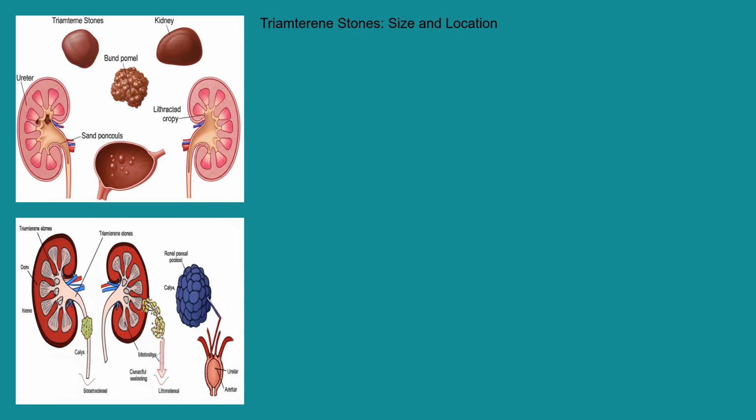While Triamterene stones are primarily defined by their composition, they can vary in size and location within the urinary tract. They can be found in the kidneys, ureters, or bladder. The size and location will often influence the treatment approach.